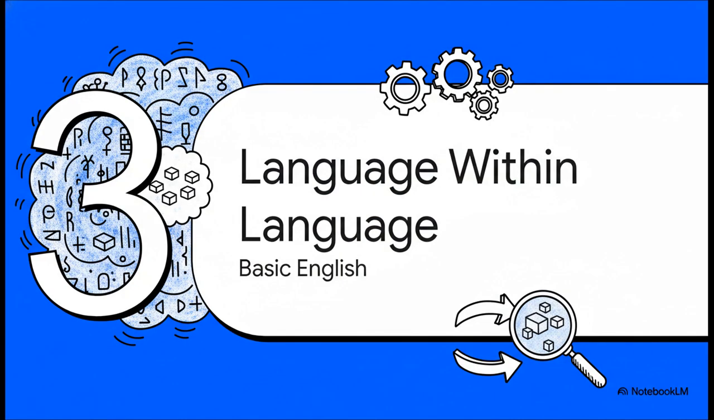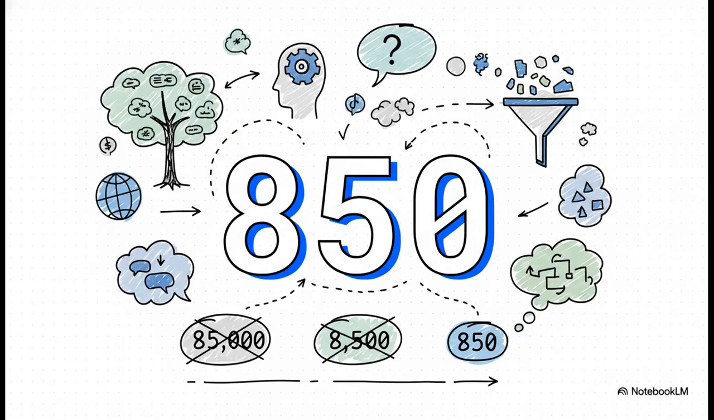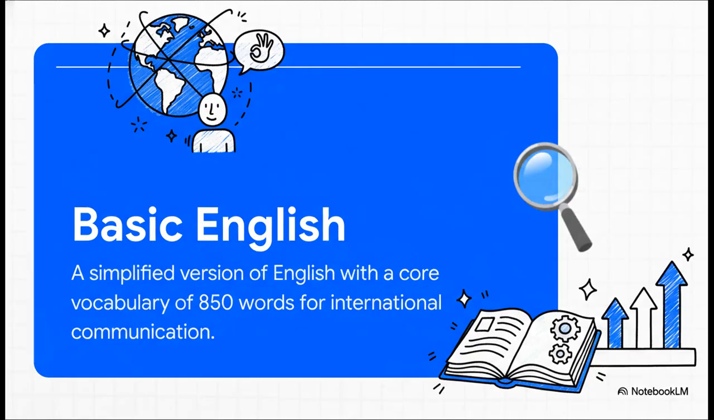Well, the answer to that question is a system called Basic English. And it's essentially a miniature language hiding right inside the much larger English language. And this is the magic number. The entire vocabulary of Basic English is made up of just 850 words. That's it. Not 85,000, not even 8,500. Just 850. You see, Basic English was created with a very specific purpose in mind, to be a simplified version of the language built on a core of 850 essential words.